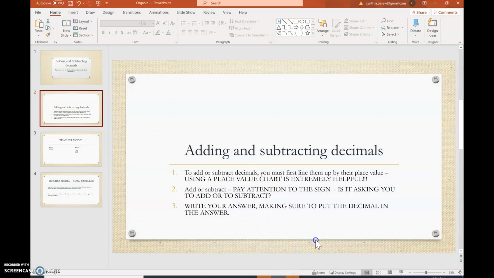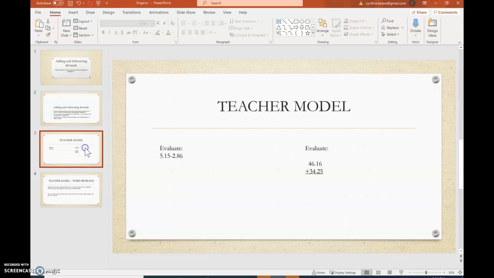And then you want to pay attention to the sign. Is it asking you to add or subtract? So many students are missing these because they're adding when they should be subtracting or subtracting when they should be adding. You need to slow down and take your time. Then write your answer. Make sure to put the decimal in the answer in the correct spot. So now I will model how to answer these.